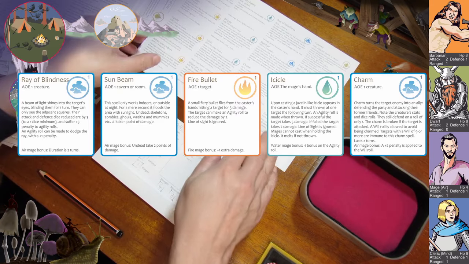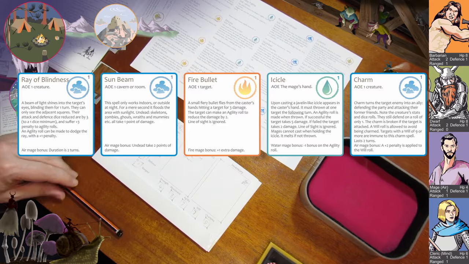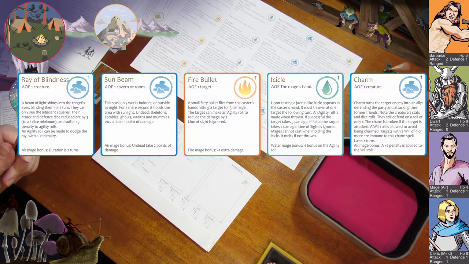The other spells I've chosen are Sunbeam, which is an air spell which does damage against the undead. I've chosen Fire Bullet, which is a fire spell which acts as a projectile. I've chosen as a water spell Icicle, which is a projectile, and I've chosen Charm, which is an air spell which can create an ally from an enemy.